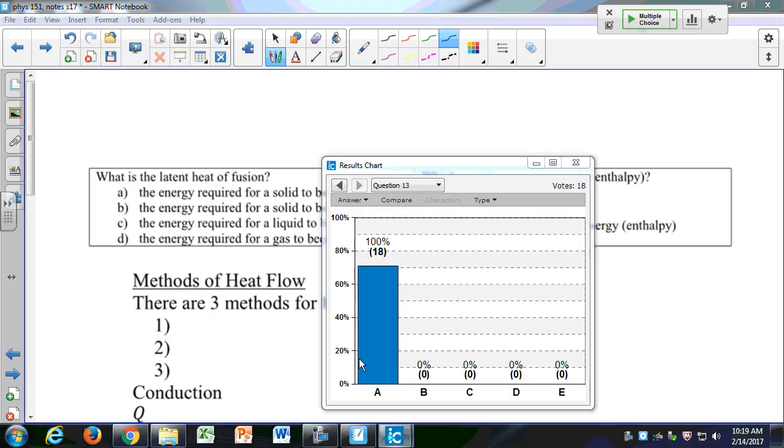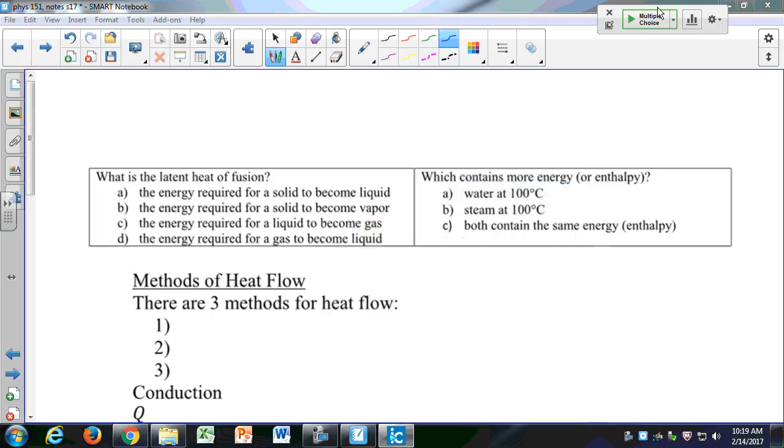I'll do this last one. We still have like 30 seconds. Which contains more energy, water or steam at 100 degrees Celsius? Or do they both contain the same energy? We call that enthalpy. So your answer, you can go.